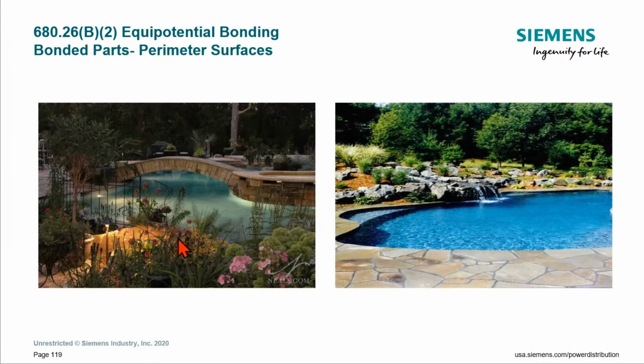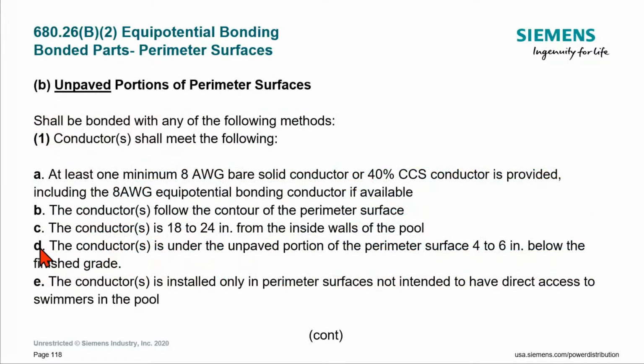Sorry about that, folks. My mouse goes away. All right. D, it says the conductor is under the unpaved portion of the perimeter surface, 4 to 6 inches below the finished grade. So we're digging down 4 to 6 inches under the unpaved perimeter surface, getting it down in the dirt. And then we get to what?